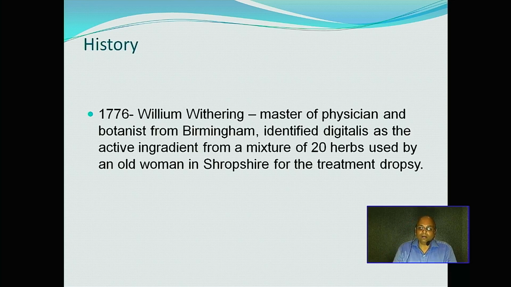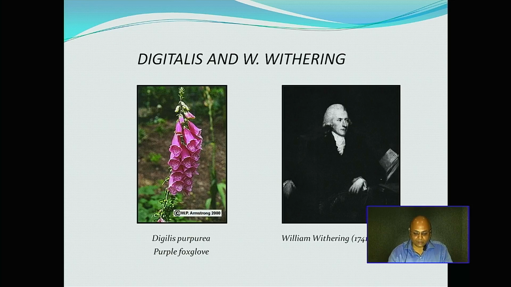Now he studied all the 20 herbs, and what William Withering found out was that only one herb was of importance, the other 19 were not of any use, and that one herb led to the development or discovery of these cardiac glycosides. So this is the history.